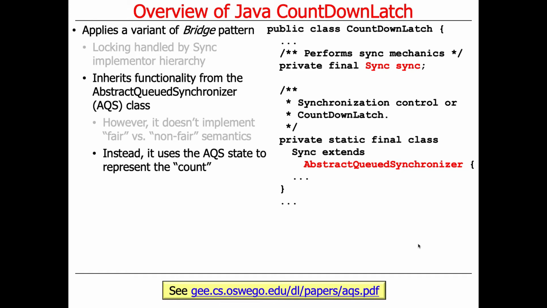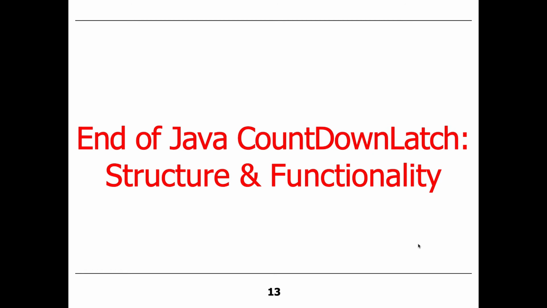So it's using the abstract queued synchronizer to represent the count. It's keeping track of what the count is, and you'll recall when the count hits 0, then things can go ahead and start to run. So that's just a quick overview of the structure and functionality of the countdown latch, and now we'll talk about the key methods in a second.